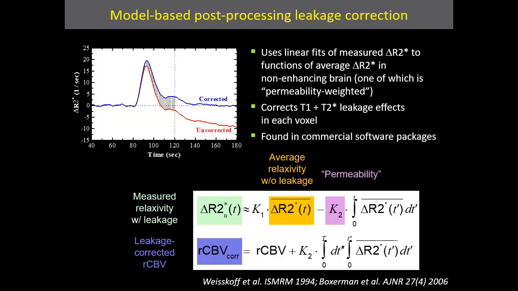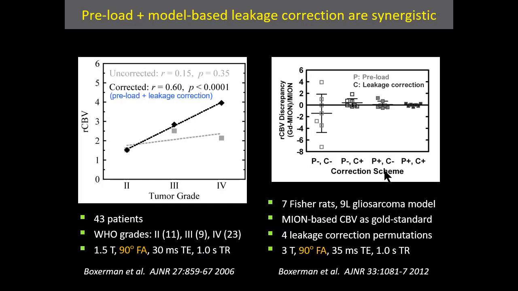Model-based post-processing leakage correction uses linear fits of measured relaxivity to functions of average relaxivity in non-enhancing brain, one of which is permeability weighted, to correct for both T1 and T2* leakage effects in each voxel. And this is a technique that has found its way into several commercial software packages. Now, it turns out that preload and model-based leakage correction are synergistic. They're often used in tandem, especially for high flip angle acquisitions.